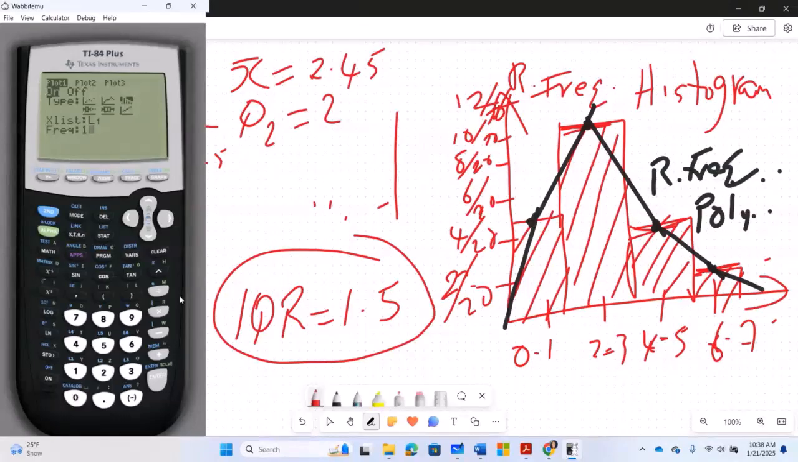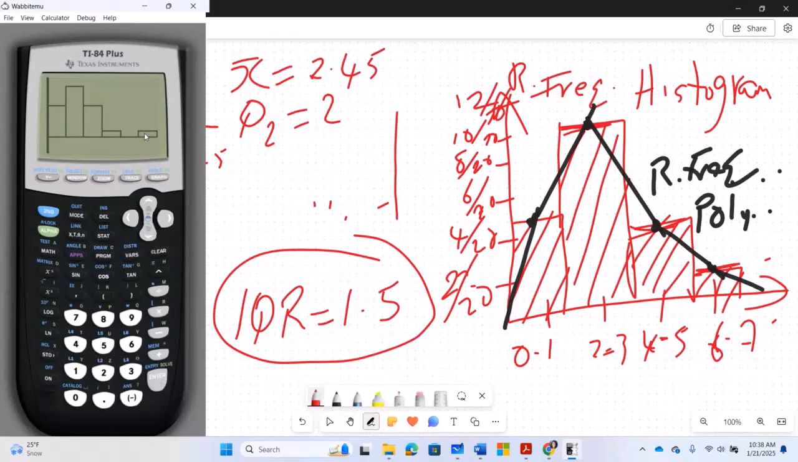So let me sketch the histogram. How do I do this? I want you to know that whenever you are sketching a statistical plot, you do Zoom 9. Why do we do Zoom 9? If I do Zoom 9, it means that I'm drawing a statistical plot. Note that Zoom 9 means zoom statistic. So I select that. And so this is what I have.